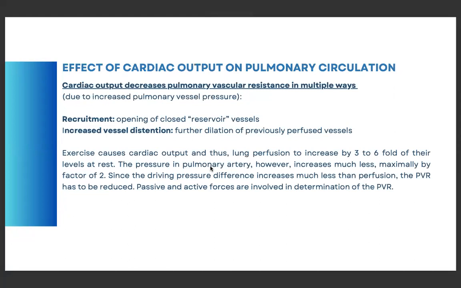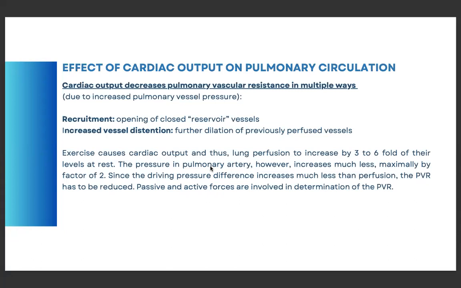So now for the effect of cardiac output on pulmonary circulation. Cardiac output decreases pulmonary vascular resistance in multiple ways. First off, you have recruitment, which is opening of closed reservoir vessels. And then you have increased vessel distension, which is further dilation of previously perfused vessels. So in more simple terms, you're creating new pathways, which is your recruitment. On top of that, you're making your existing pathways more efficient, which is your increased vessel distension.